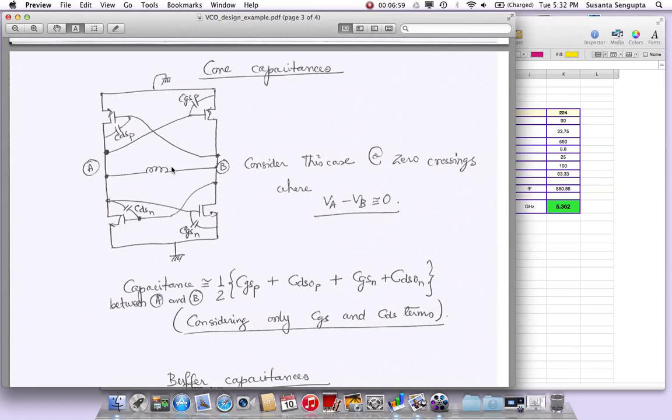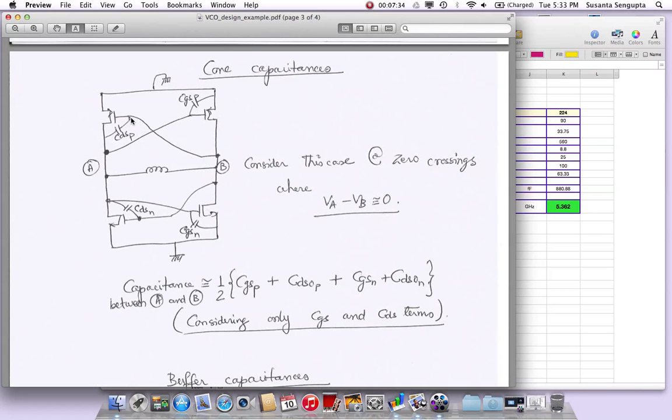So if this voltage is 0, you have some voltage in full VGS, so all these 4 devices remain in saturation at that point. If I consider a single node, say node A, what do I see here? I see a CGS of this PMOS device. Also I see a CGS of this NMOS device. Then I see a CDS. I think I made a mistake, I'll correct it, there's a little problem in the formula here. Then I see a CDS of this NMOS device, and I also see a CDS of this PMOS device.